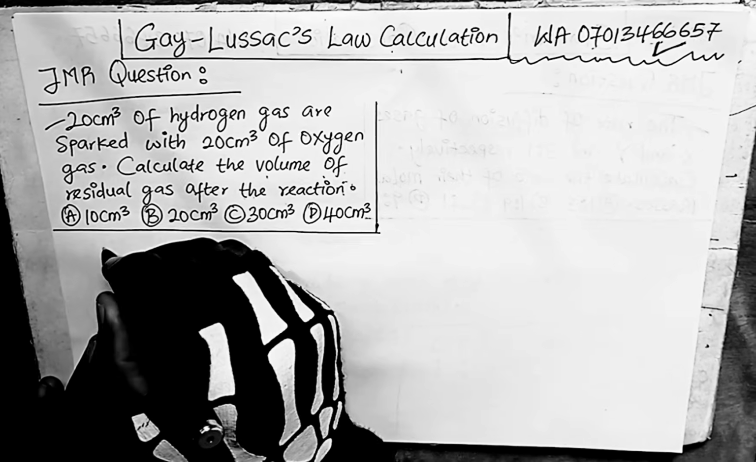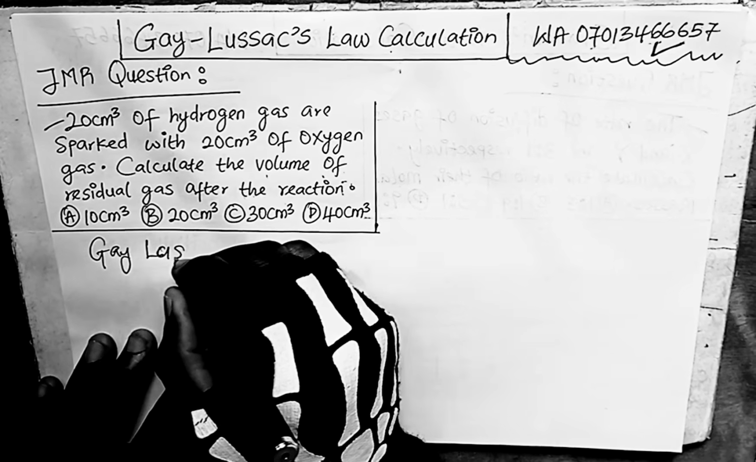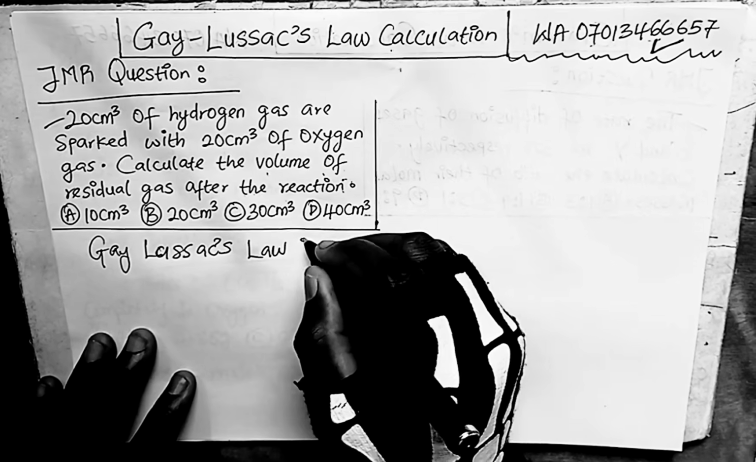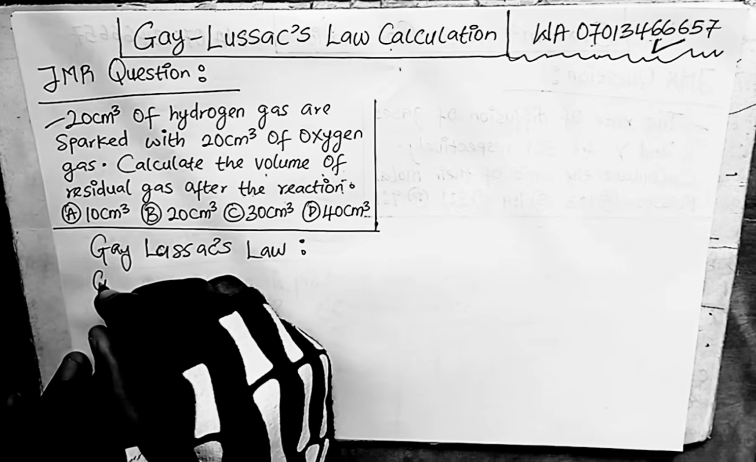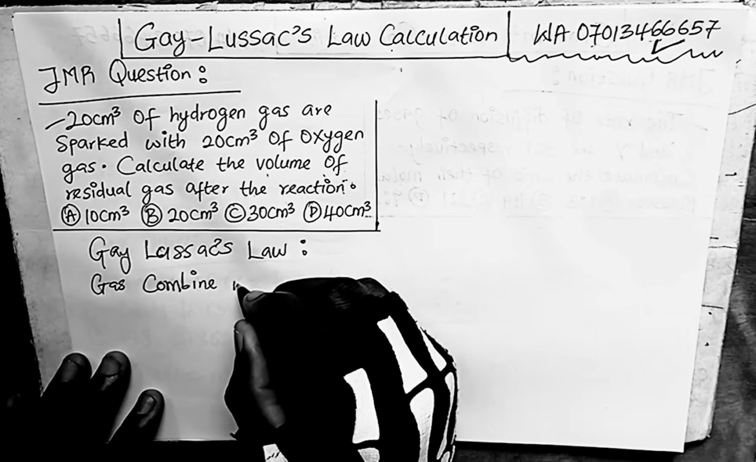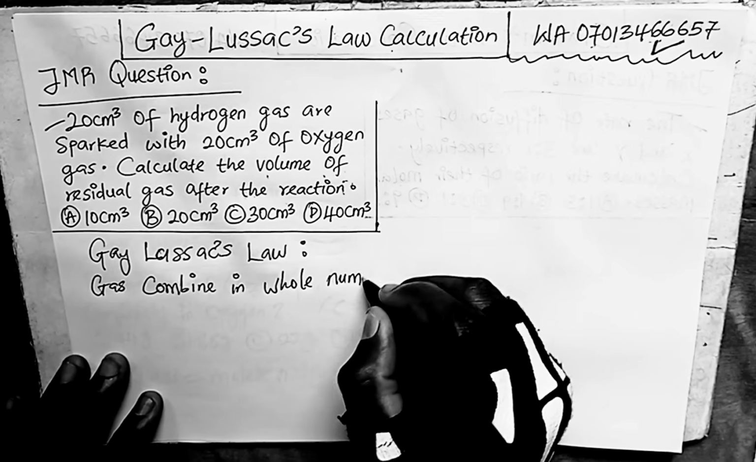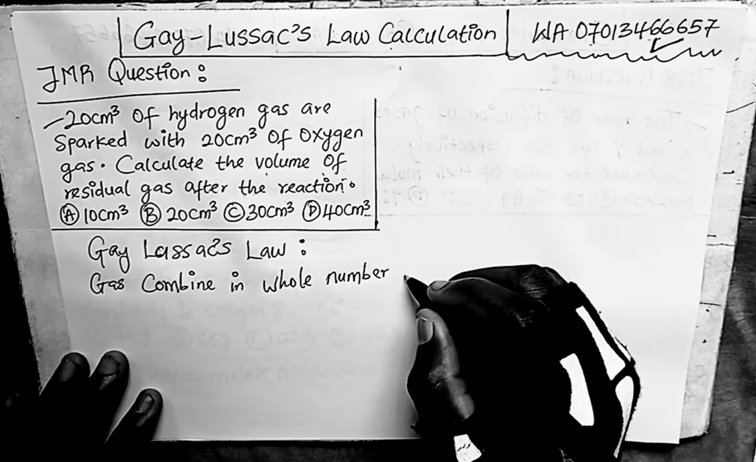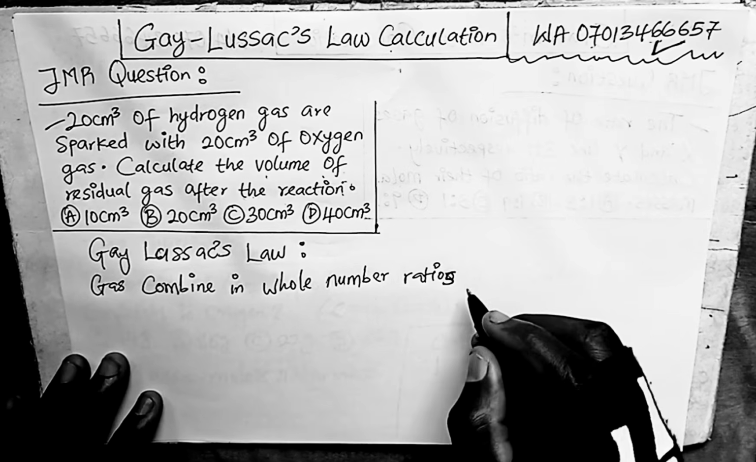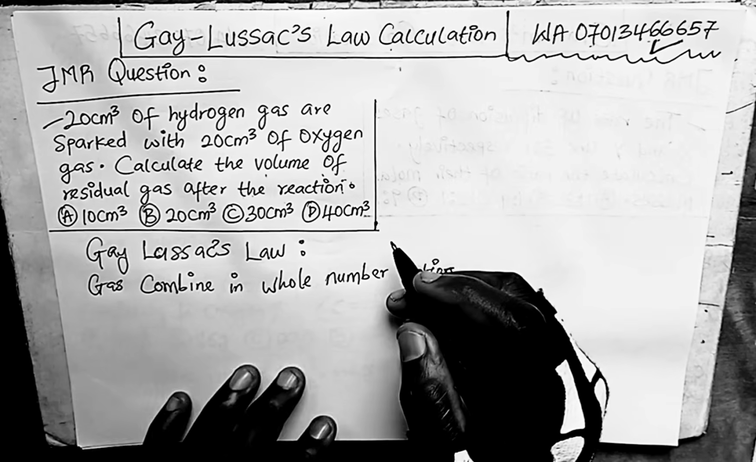What is Gay-Lussac's law? Gay-Lussac's law states that when gases react, they do so in whole numbers. It states that gases combine in whole number ratio. So when gases react, or when they combine, they do so in whole number ratios.